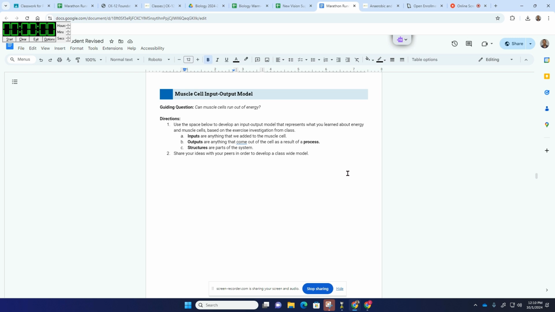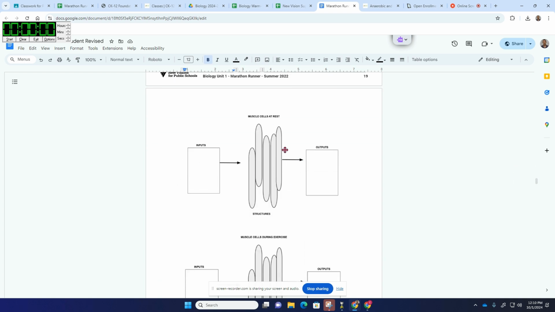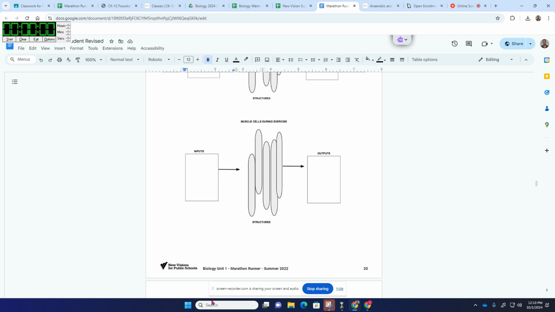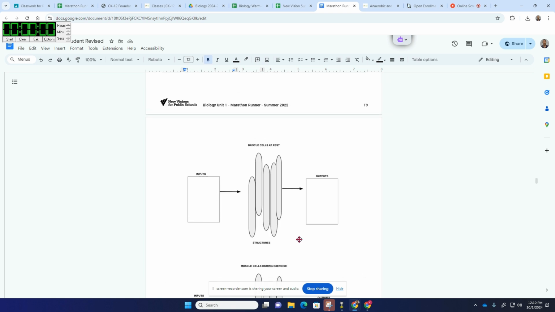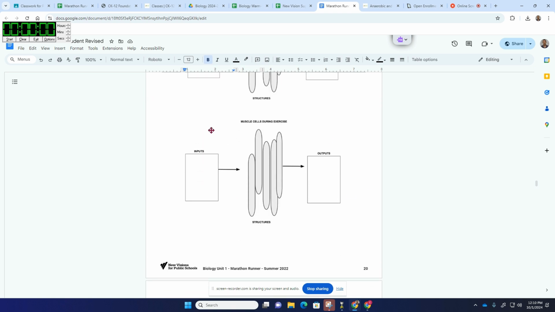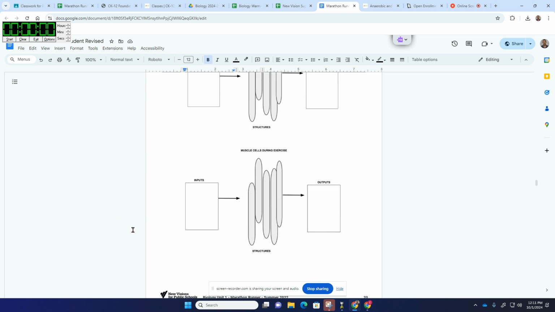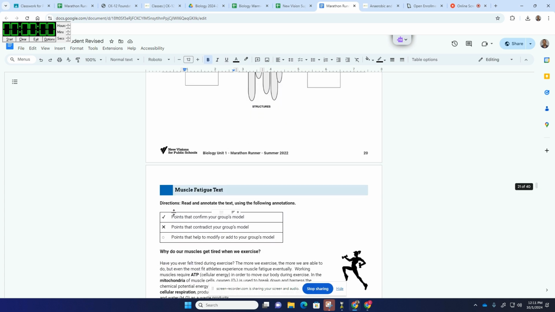So now that we've talked about the lab and our exercise lab, we're going to create a model that shows everything that goes into muscles, everything that goes out of the muscles, as well as talk about some of the structures that exist within. So if we go to the next page, now we're going to see a muscle at rest and then a muscle during exercise. First of all, we're going to do essentially the same thing here that we ended up doing here. So just keep that in mind, that everything I talk about for the top also applies for the bottom with one difference. And we'll get to that difference at the end.